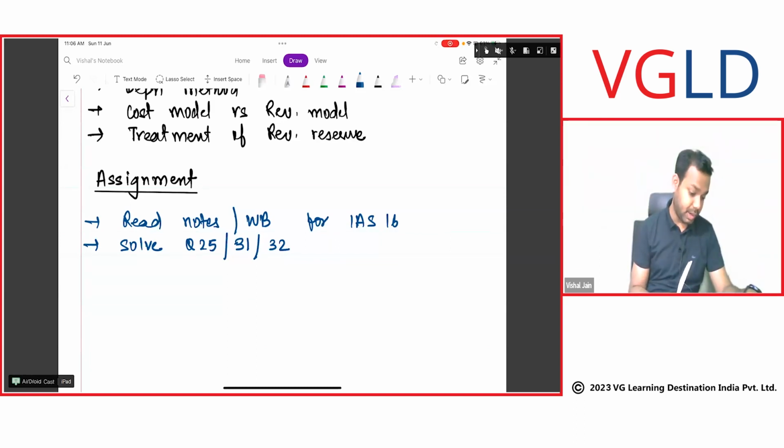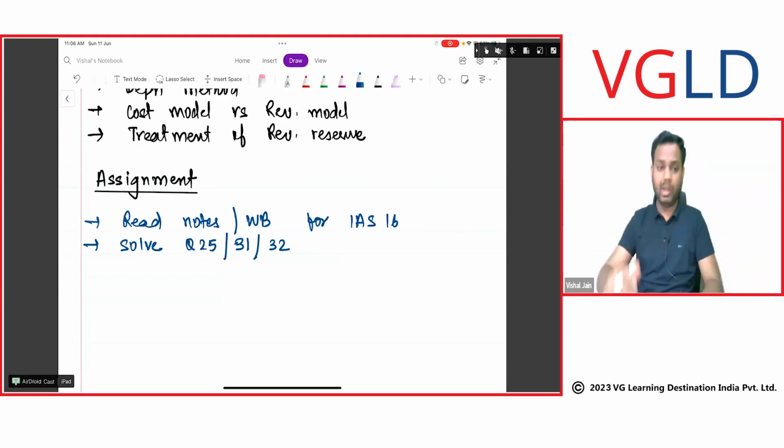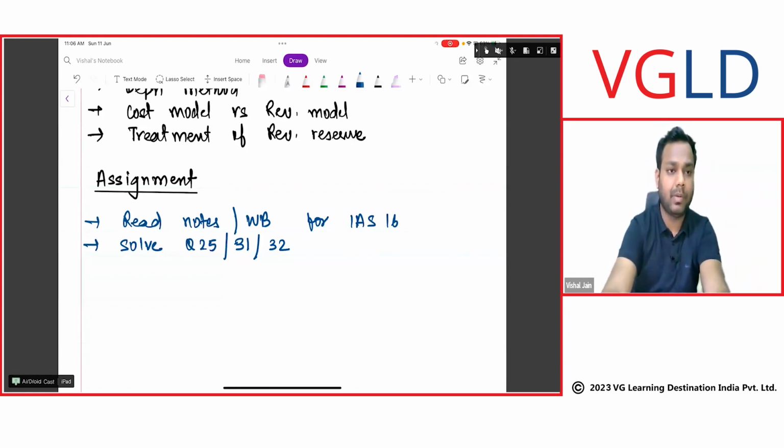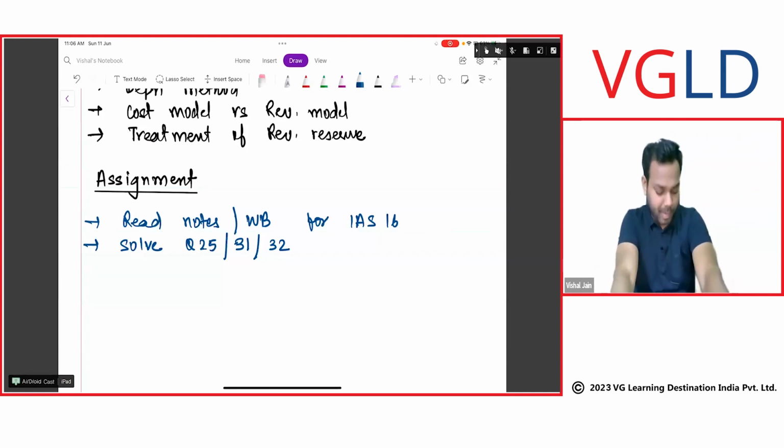Page number is 19. Section B questions, I believe you will not be able to solve. Okay, fine, these three questions only. I'll discuss with you, Harshita, on that. These questions are from your practice kit on ACCAglobal.com.